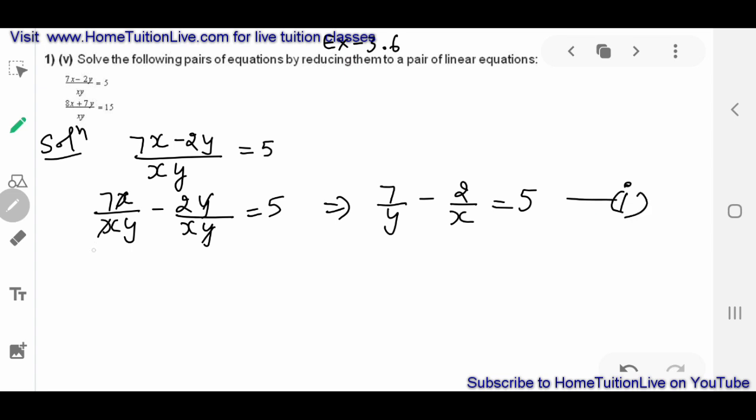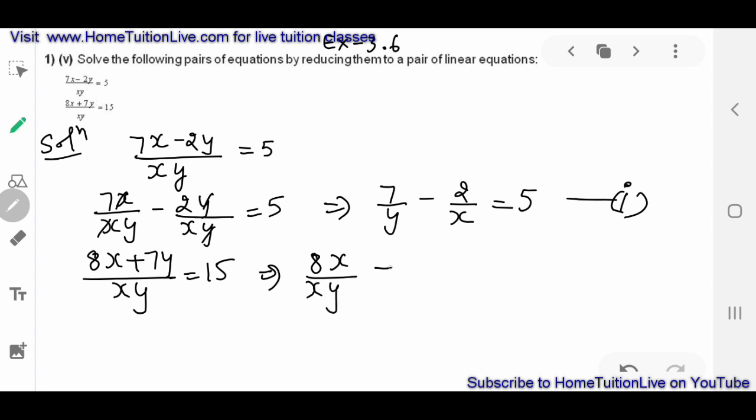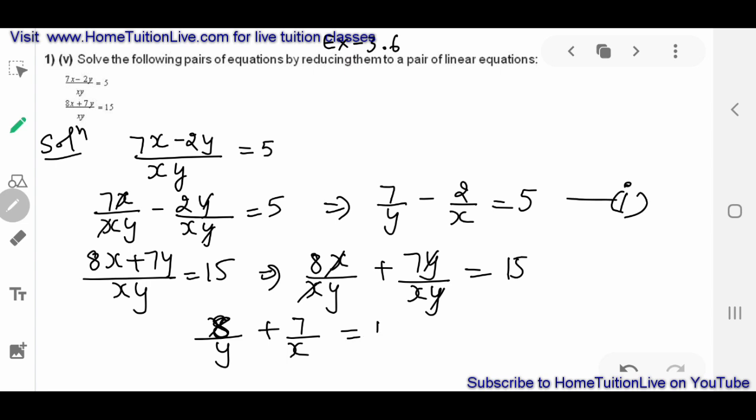The next equation is (8x plus 7y) upon xy equals 15. This implies 8x upon xy plus 7y upon xy equals 15. So here we get 8 upon y plus 7 upon x equals 15. So this is our second equation.